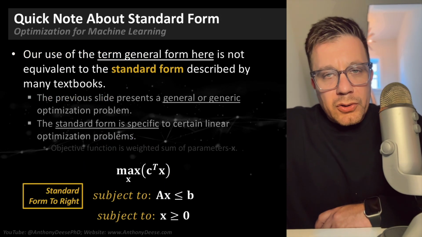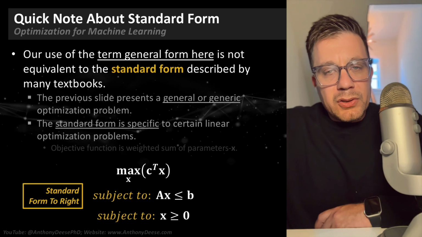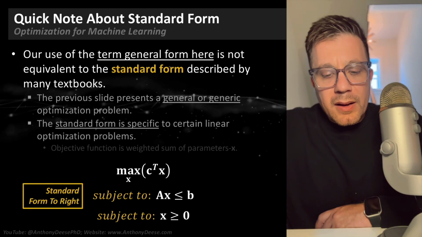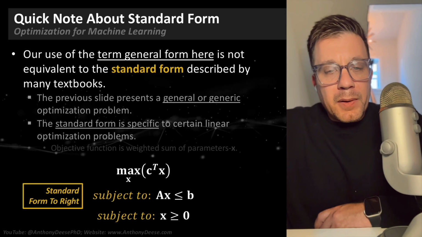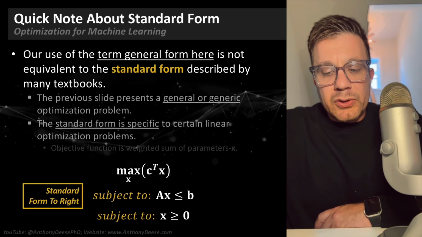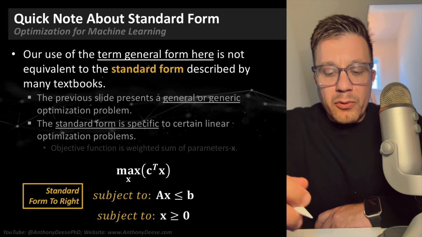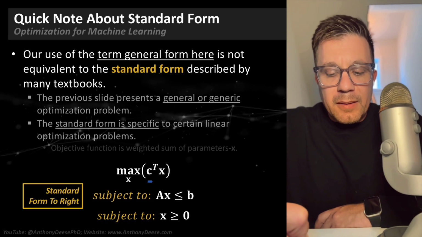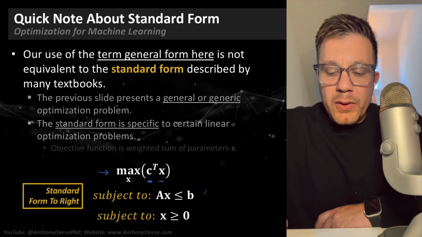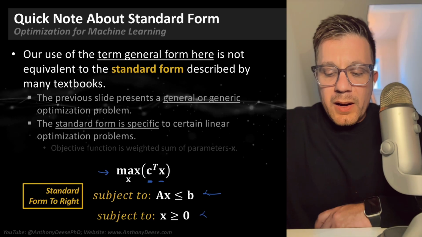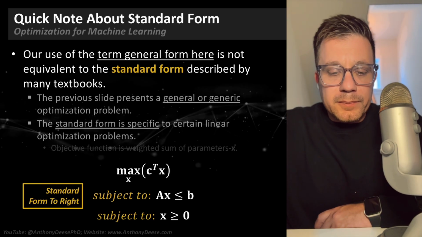So our use of the term general form here is not equivalent to the term standard form as used or described by many textbooks. The previous slide presents a generic form of an optimization problem, but the term standard form is specific to certain linear optimization problems where the objective function is a weighted sum of parameters, where we have these coefficients c multiplied by our input variables x. It should be a maximization problem with inequality constraints, as well as use the assumption that all of the input variables x are greater than 0.